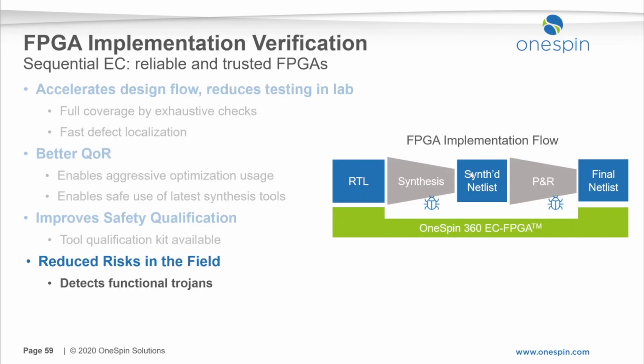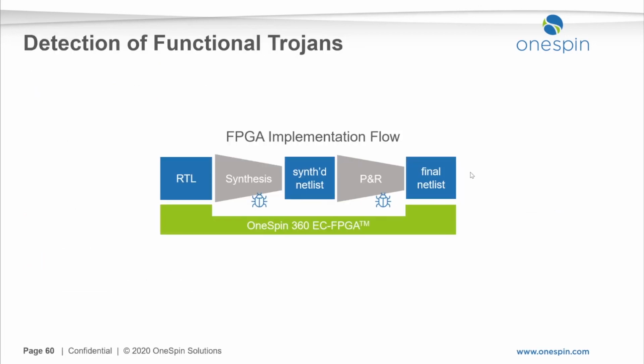Now, one interesting aspect of EC-FPGA, which was not really considered that much before, but is becoming increasingly important, is that we could actually detect functional Trojans. Now, you've seen in our pillars there that OneSpin also deals in trust and security verification. So this is just one example with one tool.